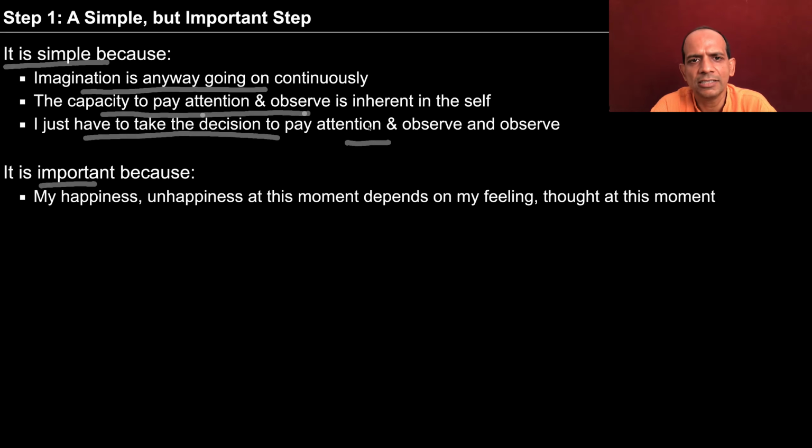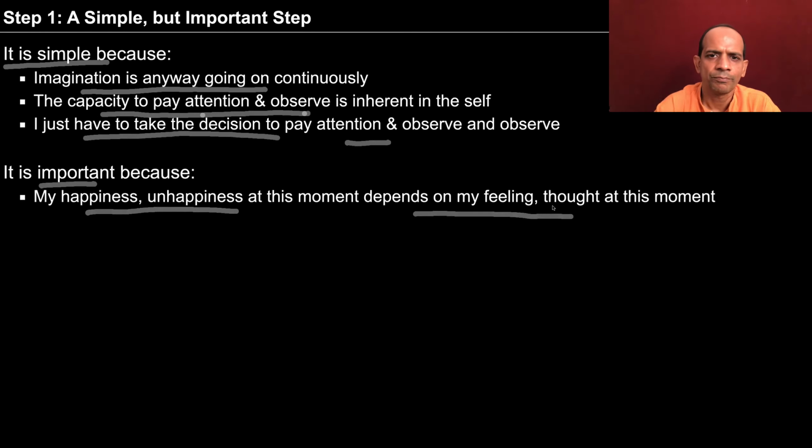Now, if you are able to assign the priority to your observation of your own imagination, then you are able to do it. So it's only your decision that will help you take a note of your imagination, your thought, your feeling, your desire. And this is important because your happiness, unhappiness at this moment depends on your feeling, thought at this moment. Now, as you said that the basic aspiration of a human being is continuity of happiness, and all my happiness or unhappiness is there in my imagination. If there is contradiction in the thoughts, I feel unhappy.